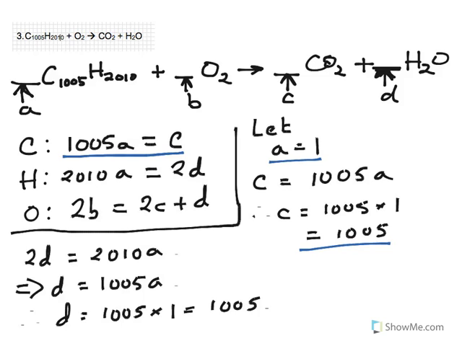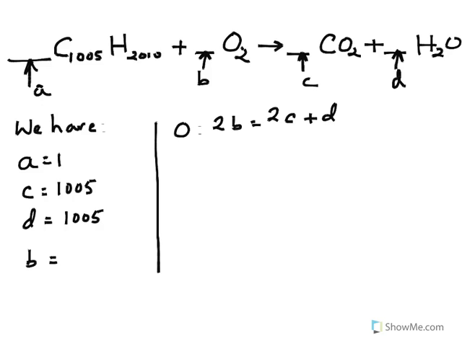Now we have the values for A, C, and D. However, we have used up 2 of our equations, and we still have one more variable left to find, which would be B. So what we do now is that we will use our final equation, which is 2B equal to 2C plus D, to figure out our value for B. So far we have A equal to 1, C equal to 1005, D equal to 1005, and we don't know what B is, and our remaining equation is for oxygen. So to start off, we have 2B equal to 2C plus D. We can divide both sides of this equation by 2 to give B equal to (2C plus D) divided by 2.